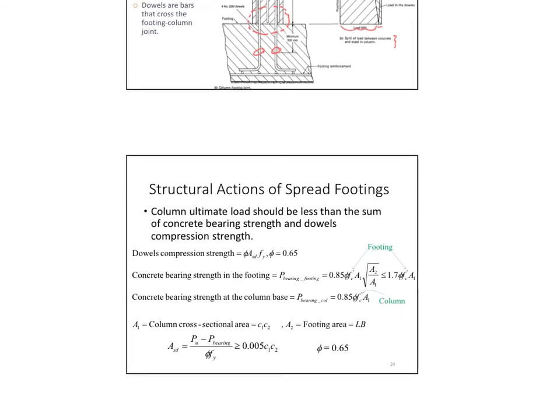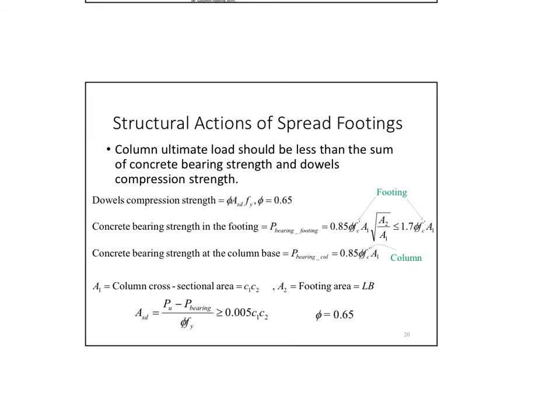How do we do this? We calculate three different things. The dowel reinforcement capacity, which is under compression all the time, and the bearing, the concrete bearing of the footing. Now, how much the footing can take of bearing. Bearing means concrete on concrete, but they're cast at two different times. And then bearing of the column, same thing, but for the area of the column.